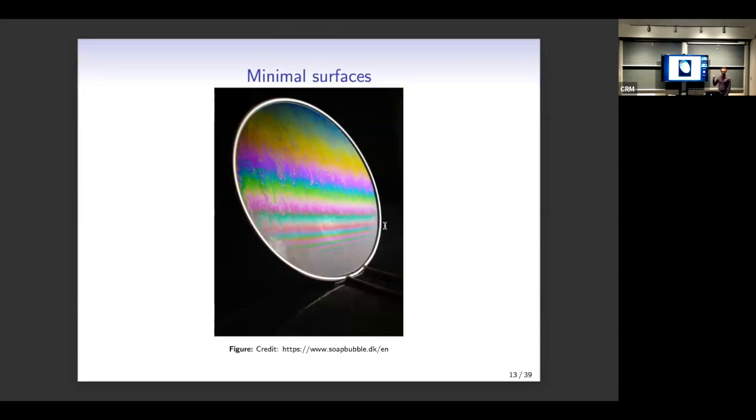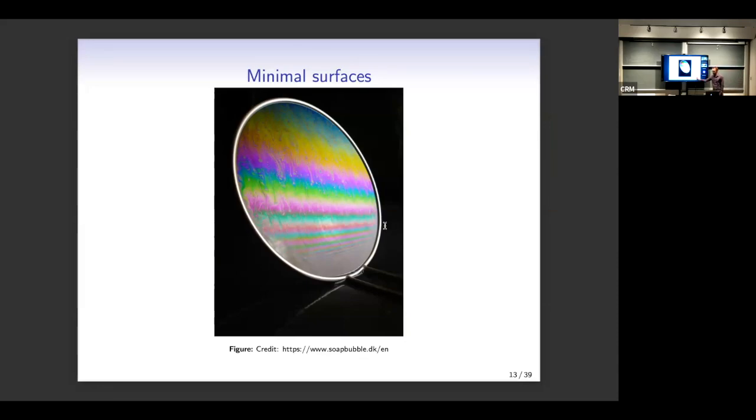So this is a minimal surface. The point is that minimal surfaces are connected to soap films. Whenever you put something in soap water and then you take it out, the resulting surface is a minimal surface, right? So a soap film tries to minimize the area spanned by it, right? Somehow the corresponding energy in physics is the area of the surface, right?